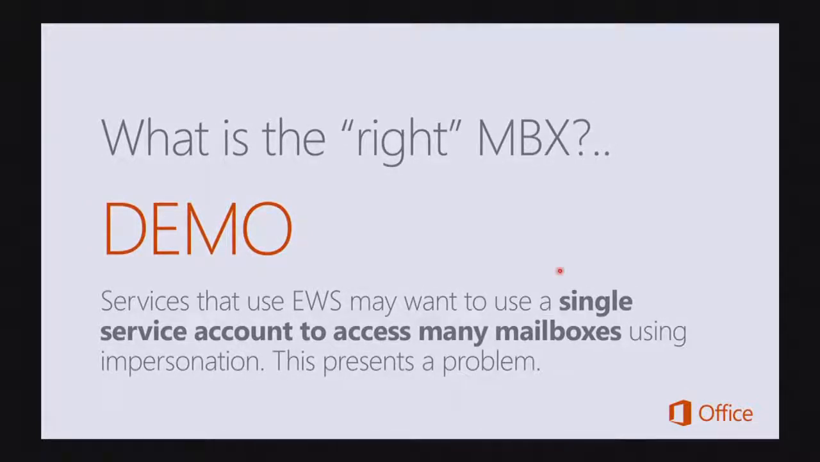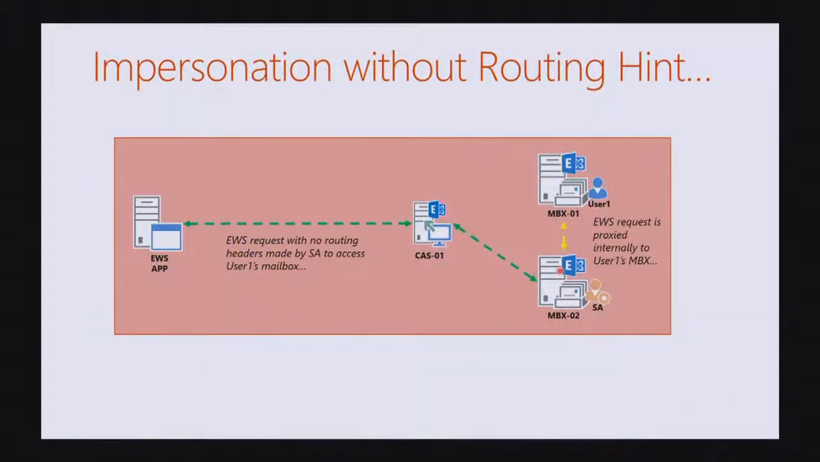With EWS, though, I can introduce a wrinkle to that. If I'm a service application, I may want to impersonate an account. So as the service account, I'm authenticated against CAS as the service account, but I'm actually accessing user 1 who lives on mailbox 1. What happens in this case is there's no error returned back to the client. Exchange will figure this out.